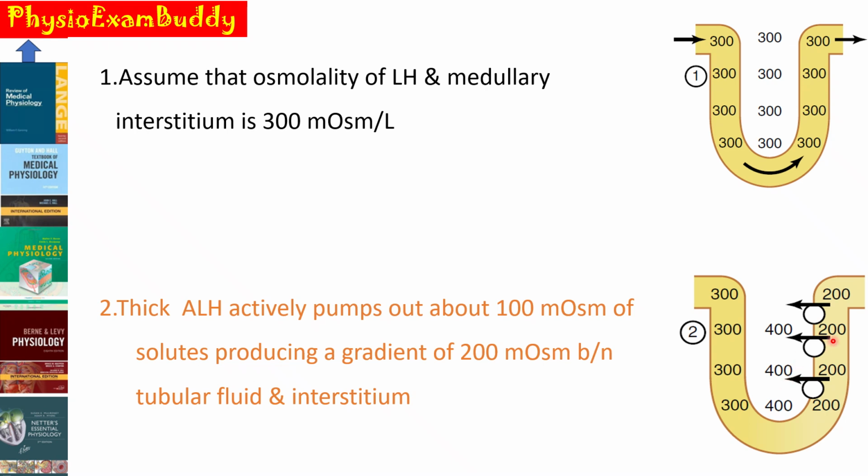So what happens to the gradient? 100 from the 300, 100 goes here. So here the 300 increased to 400, and here the 300 is reduced to 100 because the 100 is pumped out of the thick ascending limb into the medullary interstitium. So this pumping out of the sodium chloride occurs till a gradient of 200 milliosmoles is established between the tubular fluid as well as the medullary interstitium.